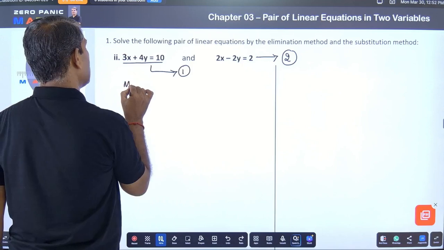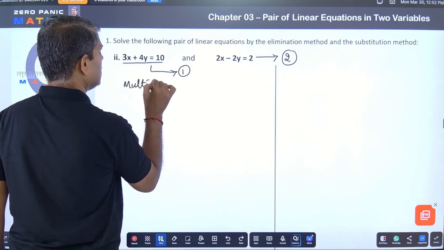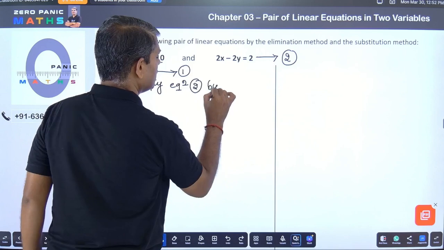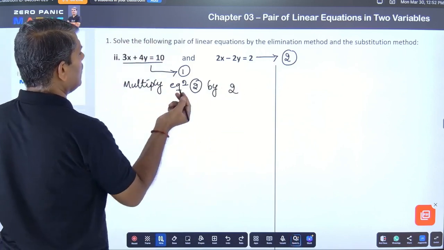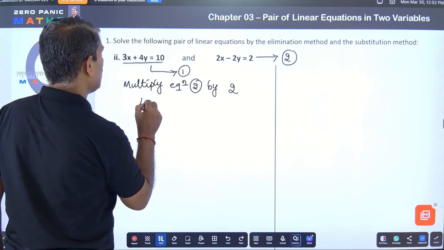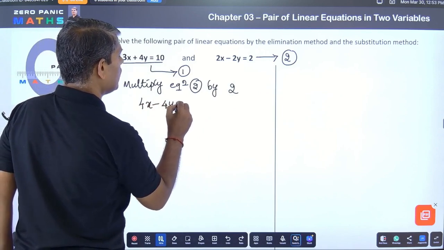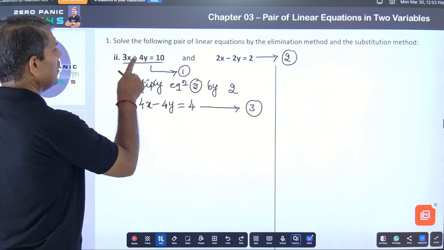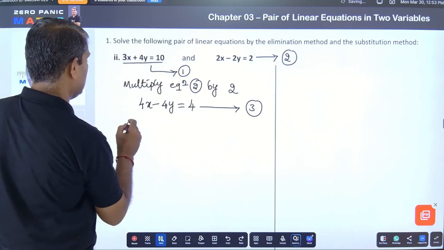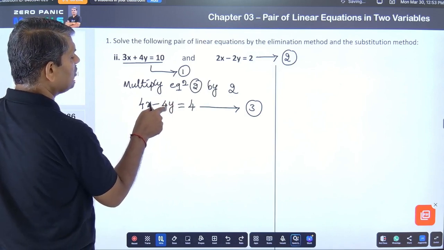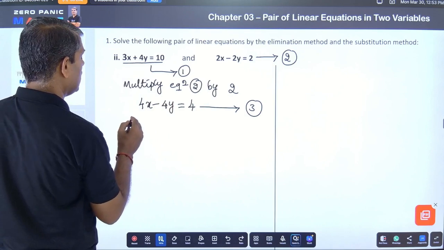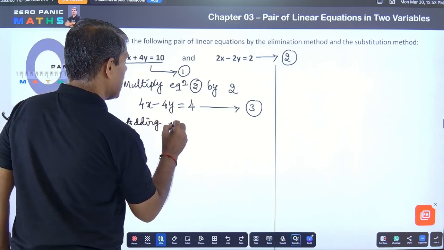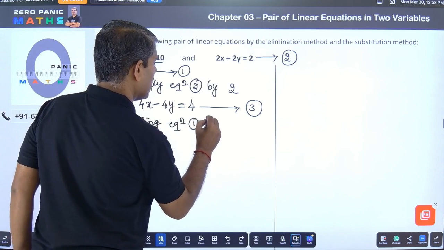Multiply equation 2 by 2, that is value 2. What it gives me is 4x minus 4y is equal to 4. That is equation 3. So add equation 1 and 3, because we have to add, since we already have minus 4 and plus 4 here. So adding equation 1 and 3.